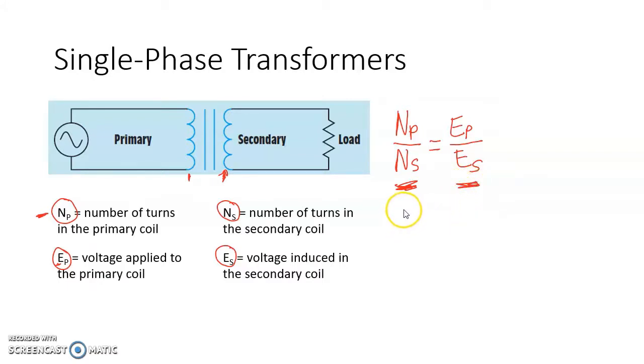So let's say that we have N sub P, the number of turns on the primary, let's just say it's 500 turns. And on the secondary, we have fewer turns. We have 100 turns. And let's say we apply a voltage of 25 volts.